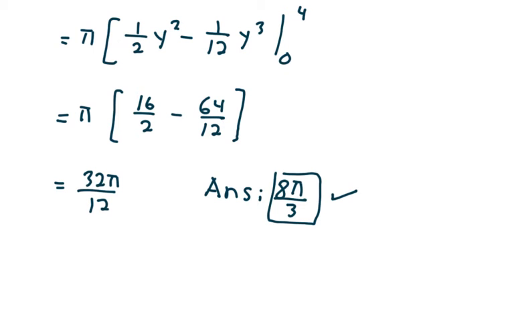So that's pi times the quantity 1/2 y squared minus 1/12 y cubed, evaluated from 0 to 4. If I plug 4 in for y, I get pi times the quantity 16 over 2 minus 64 over 12. So the answer here will be 8 pi over 3. And that's number 17.